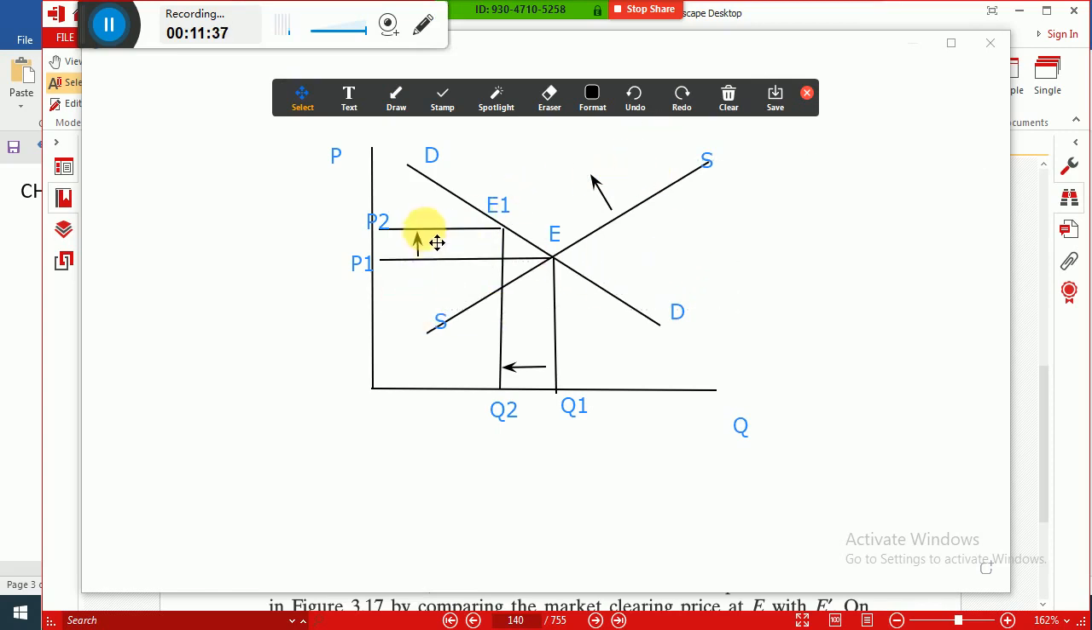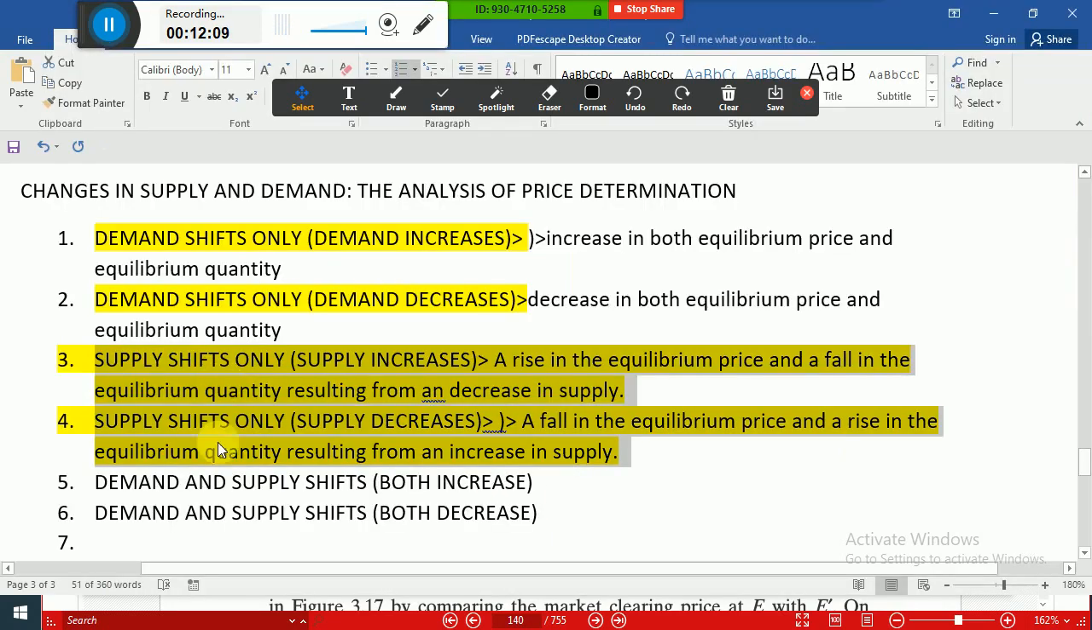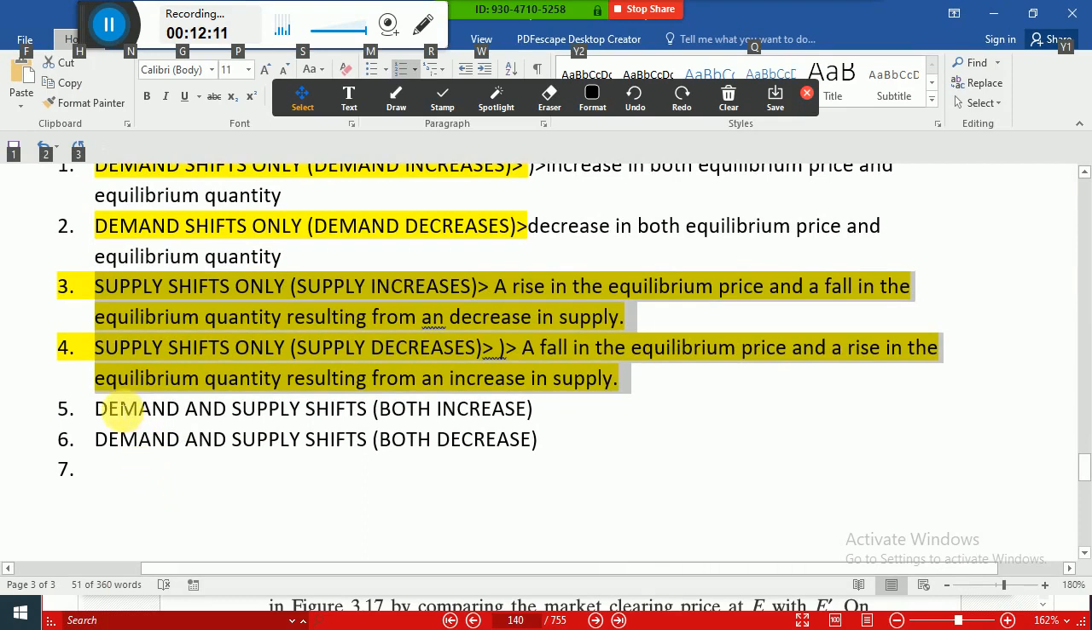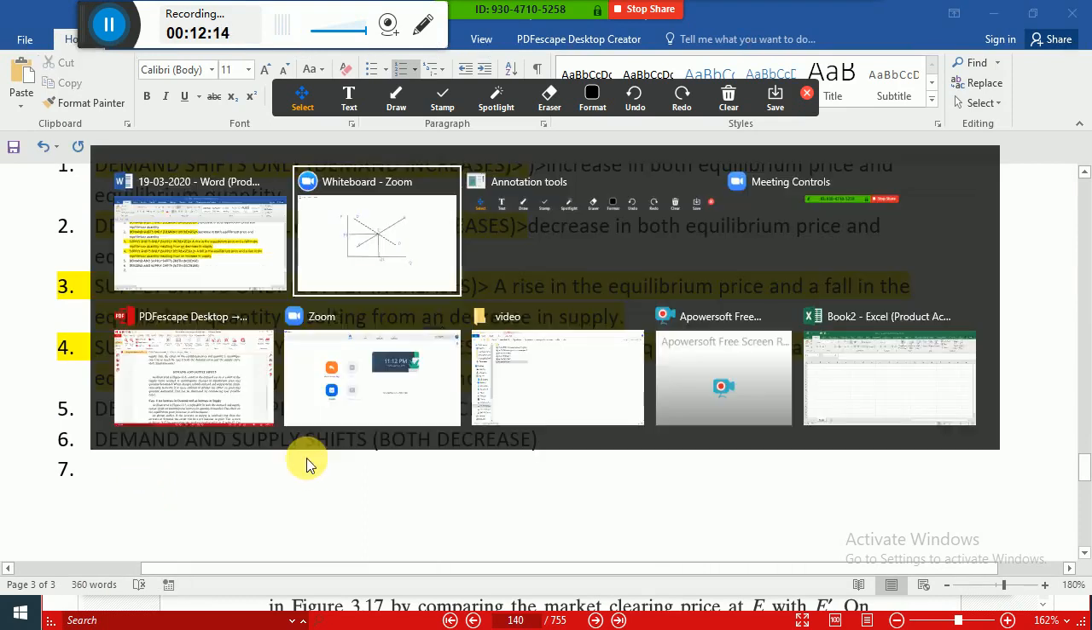We will start with the initial situation. You will always start with the initial situation, and then you will see what happens when either demand increases or decreases, supply increases or decreases, or both demand and supply change, as is the case now. Now we will assume that there is an increase in both demand and supply.